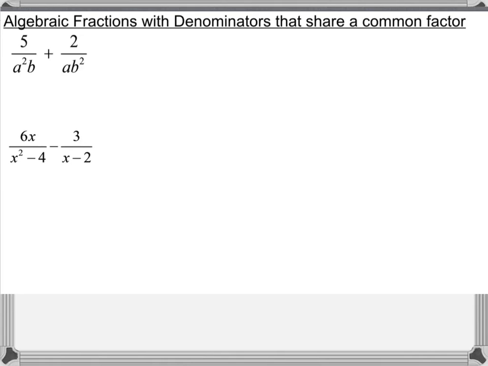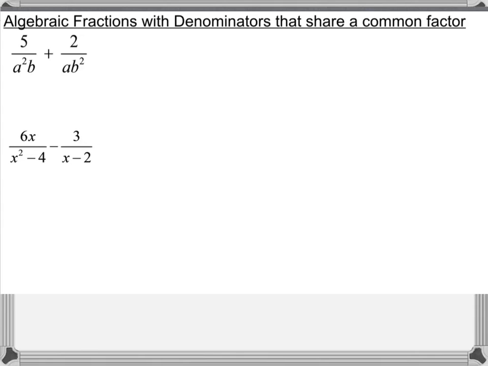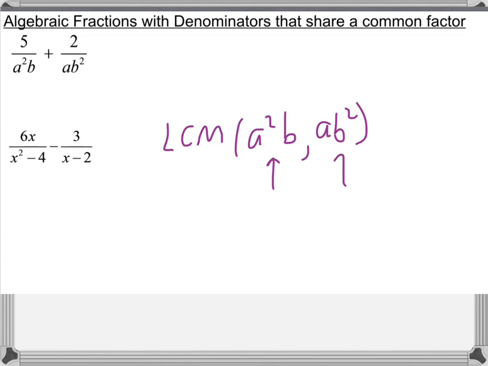Okay, now we have type 2, factors that share denominators that have a common factor. So the GCF between a squared b and ab squared is going to be ab. Okay, so I only say that to note that we don't have to multiply the fractions by the denominator of the other fraction. Now, what is my lowest common multiple between a squared b and ab squared? That's the smallest number that has both these things as a factor.